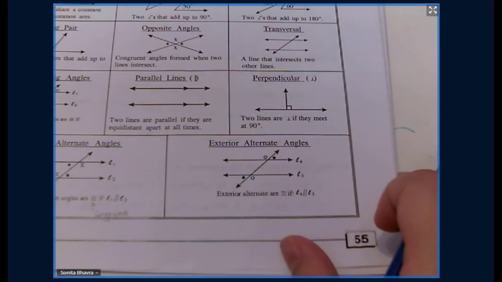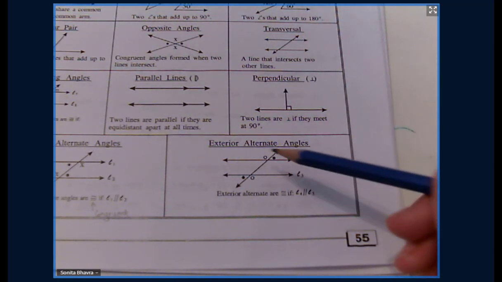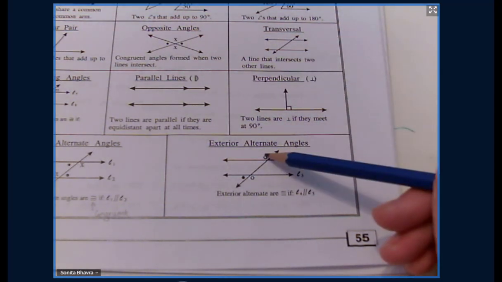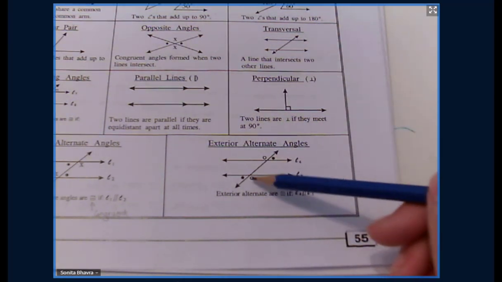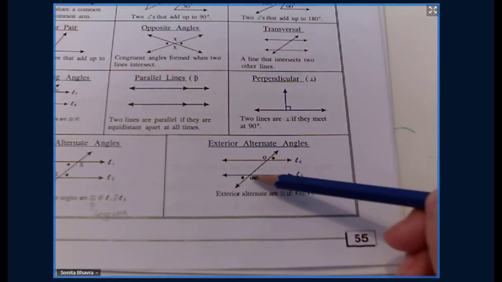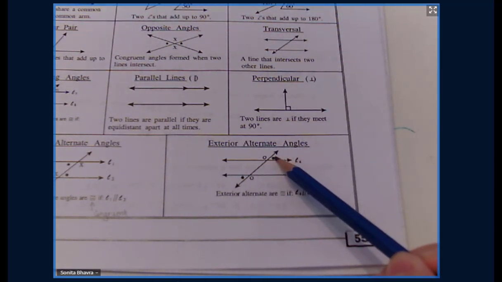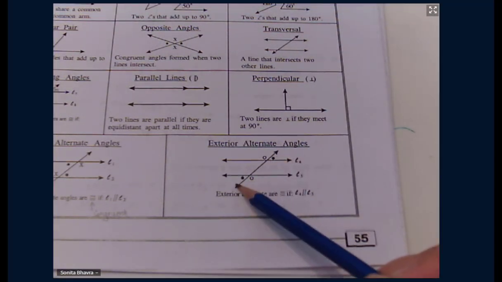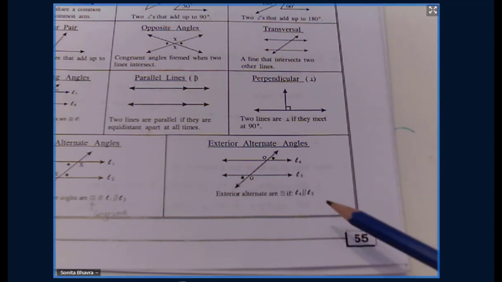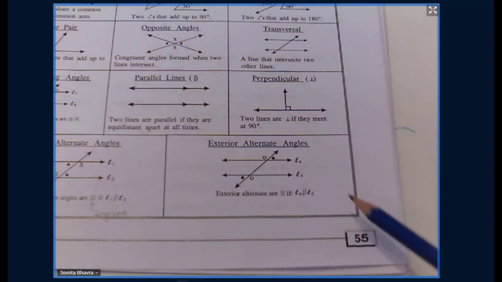And then we have exterior alternate angles. These are the ones on the outside, right? So outside, outside, outside, outside. So we have the O and the O. Those are the two exterior alternates, and the other two are the dots. Okay, so this one and this one. Those are the two other exterior alternate angles.